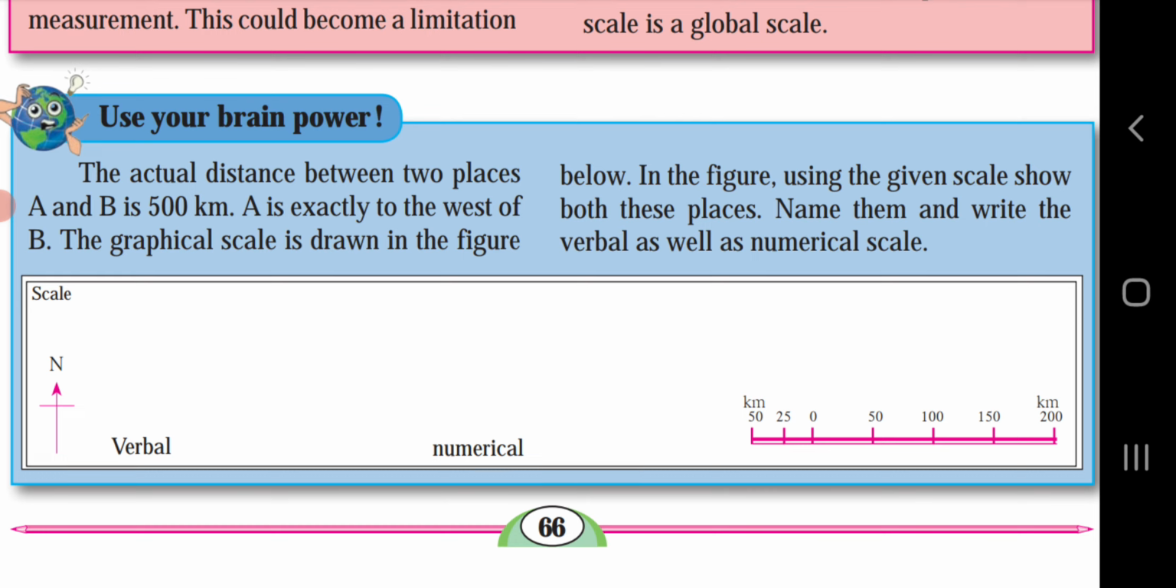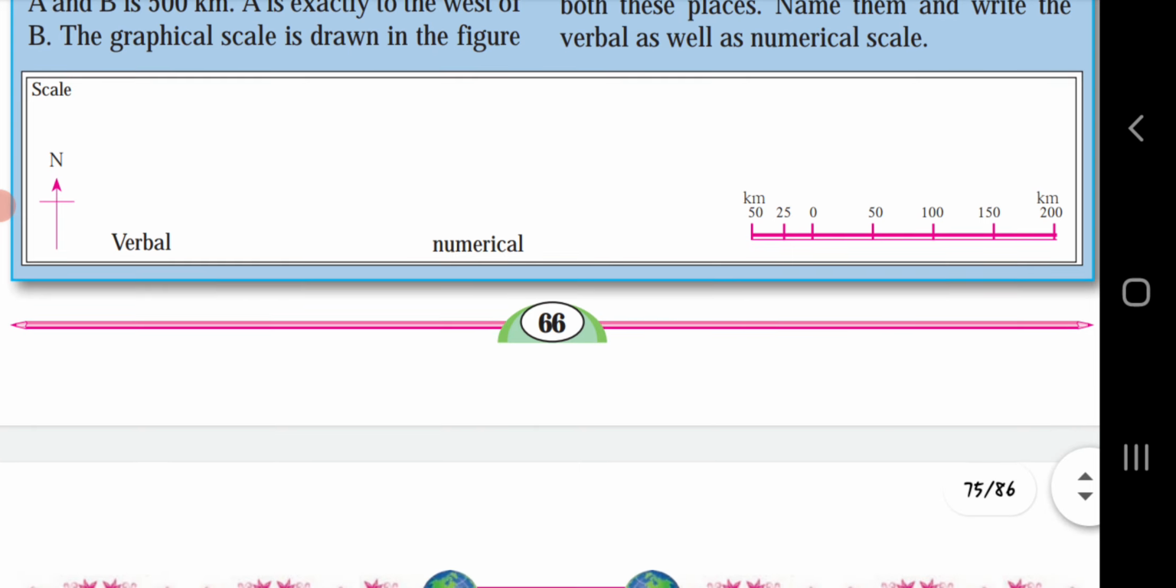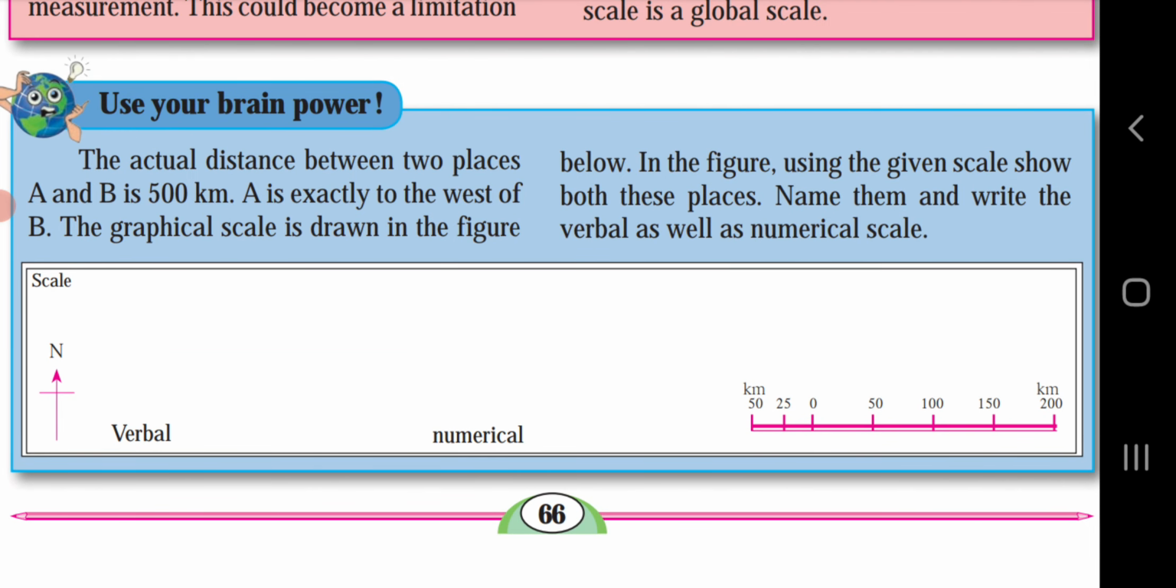Use your brain power. The actual distance between two places A and B is 500 km. A is exactly to the west of B. The graphical scale is drawn in the figure below. Using the given scale, show both these places. Name them and write the verbal as well as the numerical scale. If you see the verbal scale for this, it will be 50 kilometers equal to 50 lakh centimeter, and the numerical scale will be 1:50 lakh.